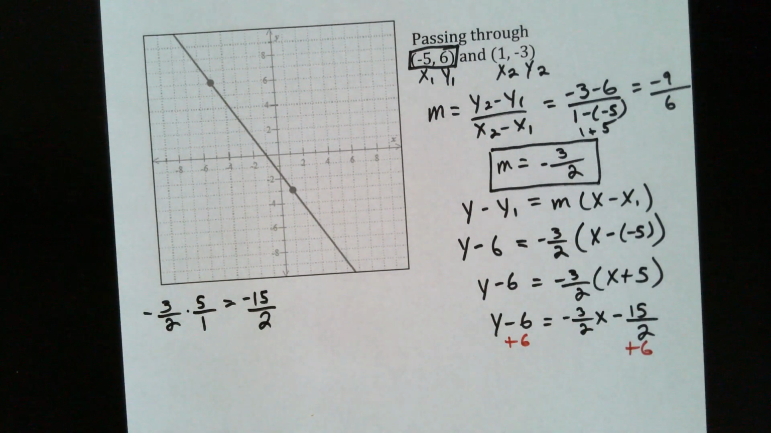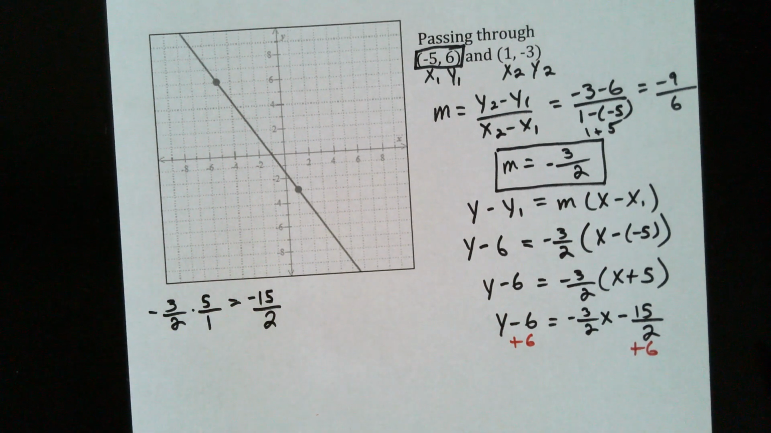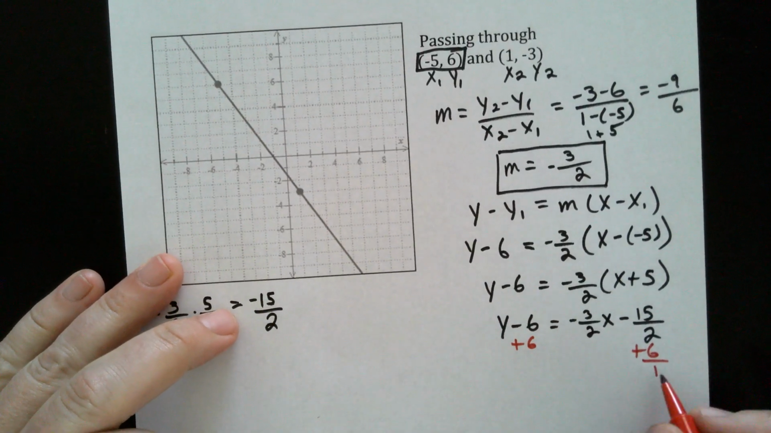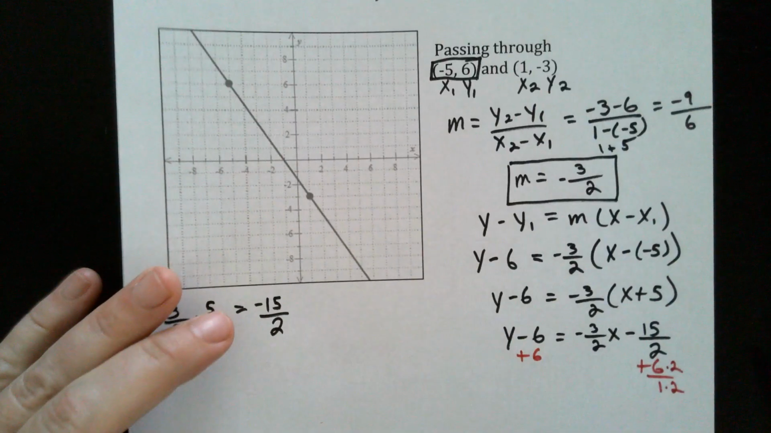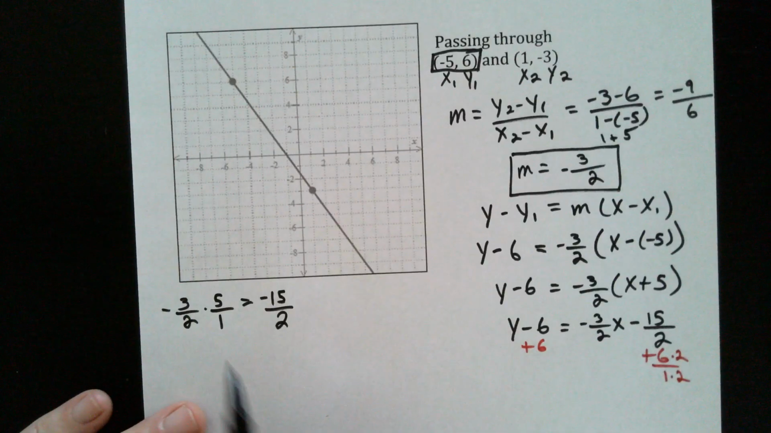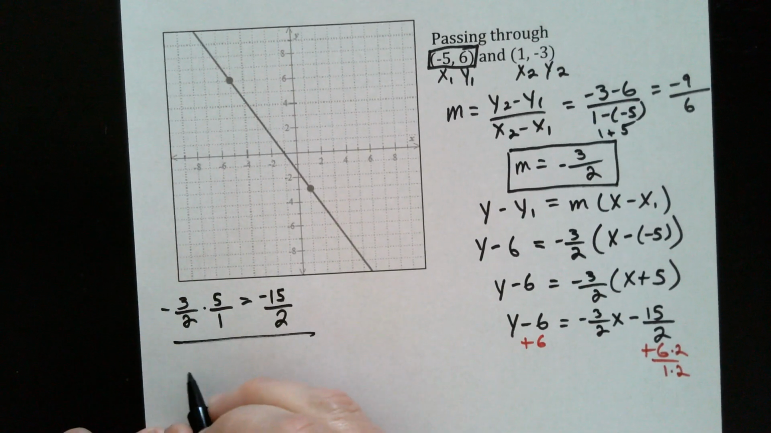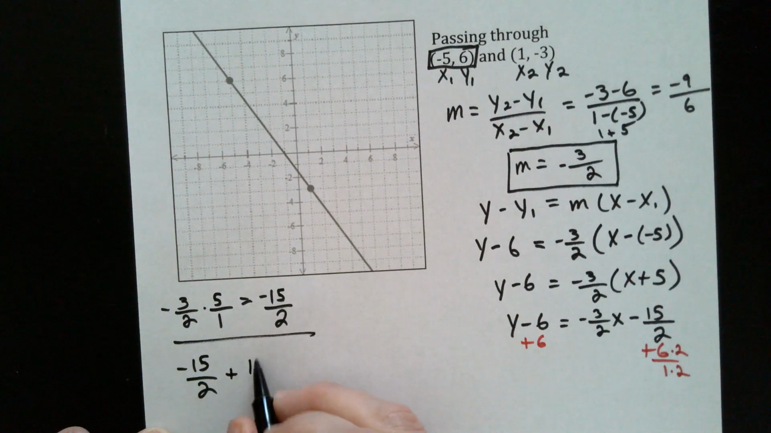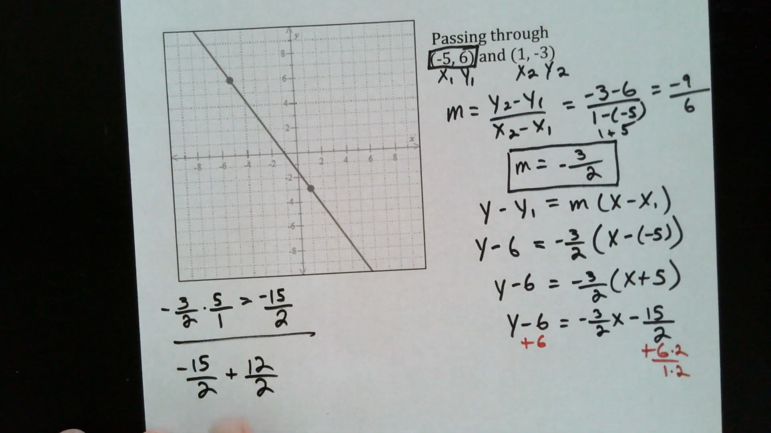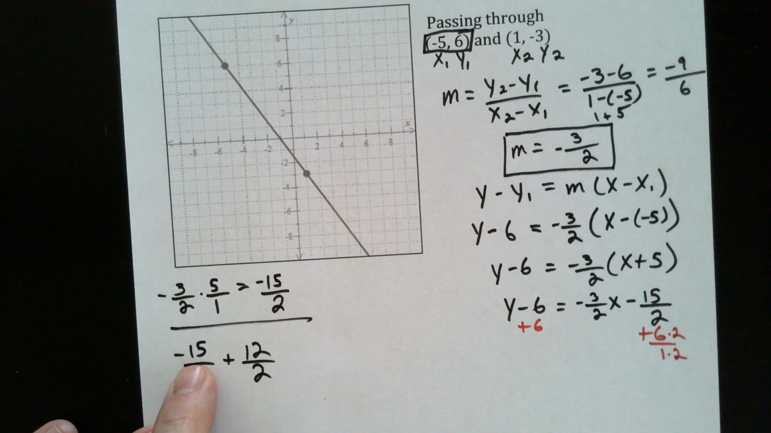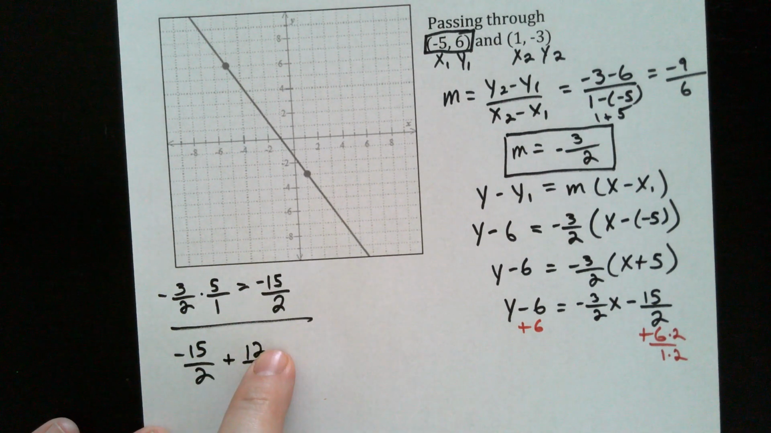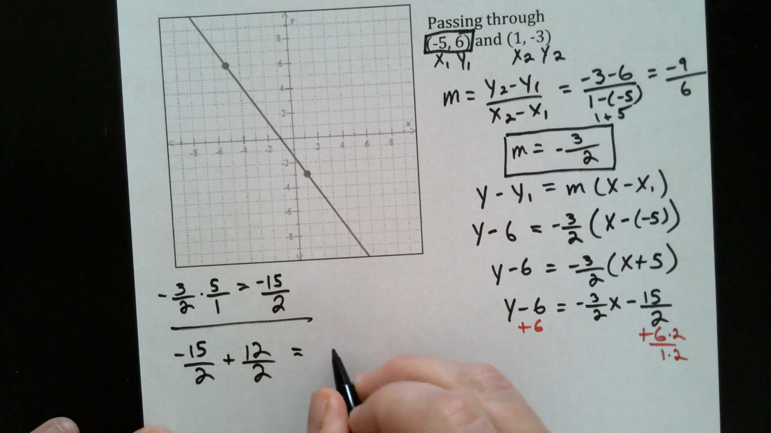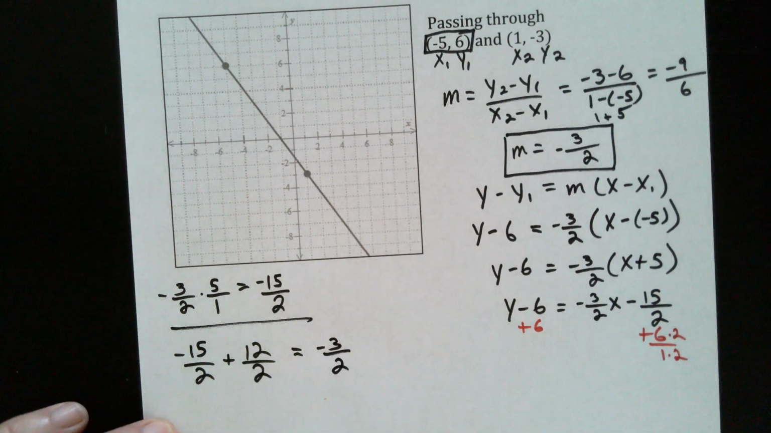How do I combine those? Well, I need a common denominator, right? 6 is a whole number. I need to put it over 1 and change it to a fraction with a 2 on bottom, so times 2 times 2. So let's do this over here as well. So we have negative 15 over 2 plus 12 over 2. Okay, so the bigger one's negative, right? So subtract, keep the sign of the bigger one. So 15 minus 12 is 3, keep the sign. So negative 3 over 2.